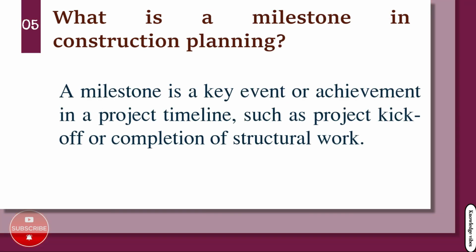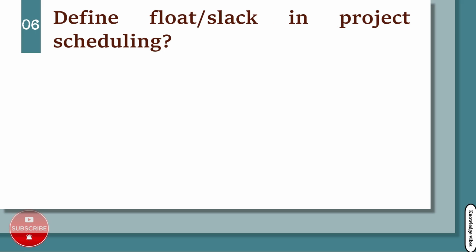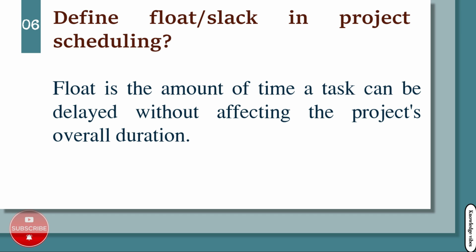What is a milestone in construction planning? A milestone is a key event or achievement in a project timeline, such as project kickoff or completion of structural work. Define float/slack in project scheduling. Float is the amount of time a task can be delayed without affecting the project's overall duration.